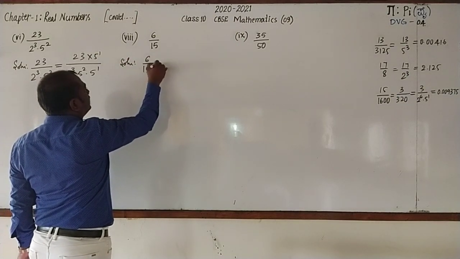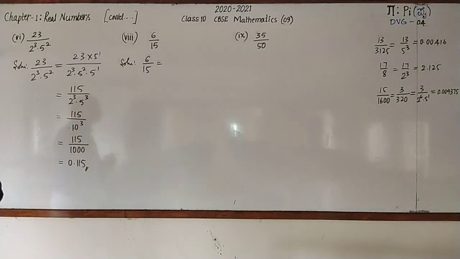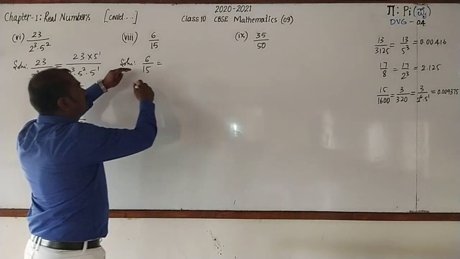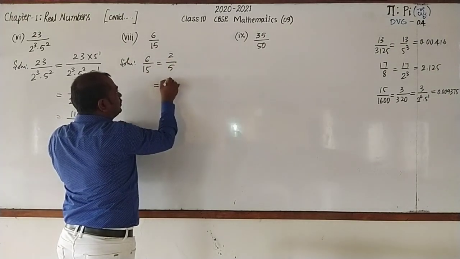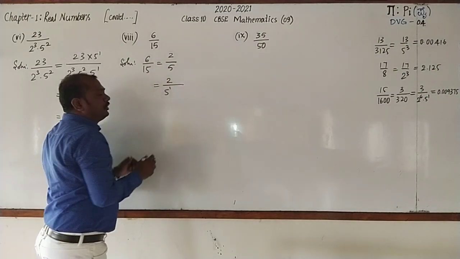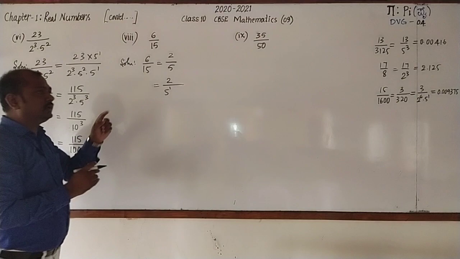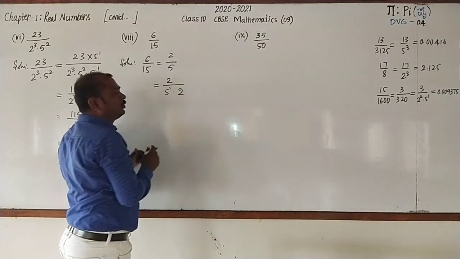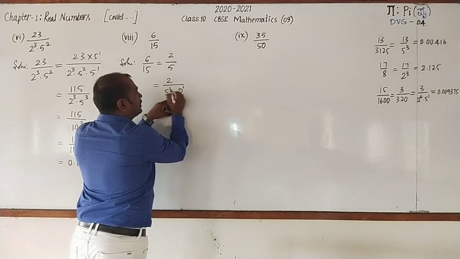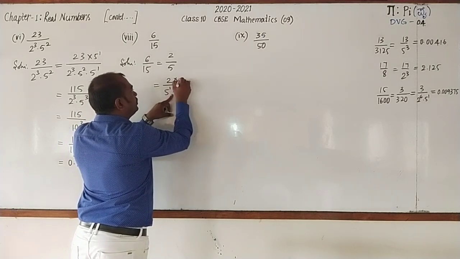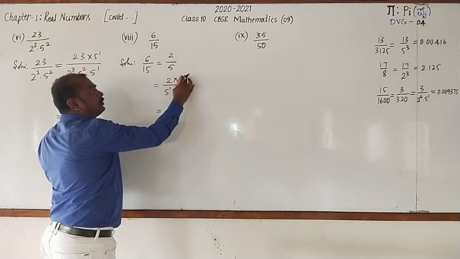Next, observe. Here I'll write the next one. 6 by 15 is there, and 6 and 15 are not co-primes. You can just go for cancelling. 3 2s are 6, 3 5s are 15, so 2 by 5. Only 5 is there in the denominator. We need 2 also. Then what should be the power? The power should be 1, to equalize that into 2 raised to the power 1.